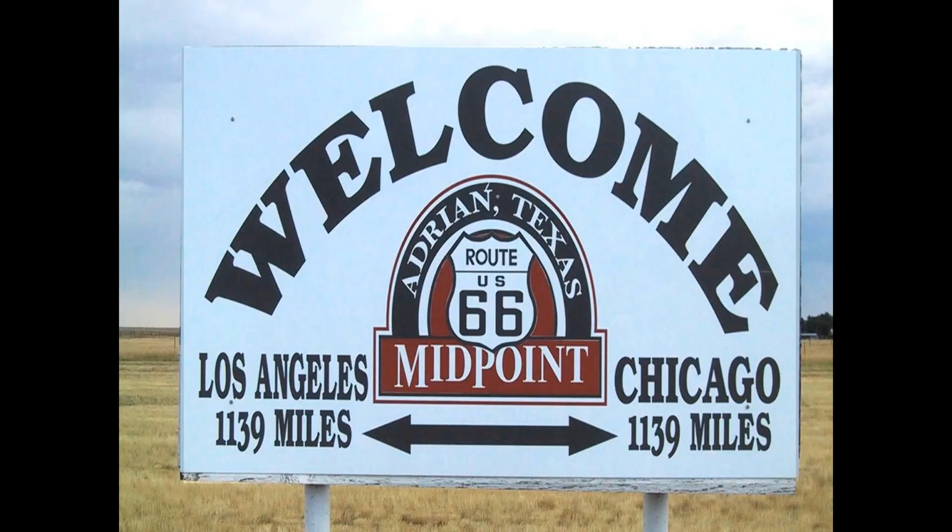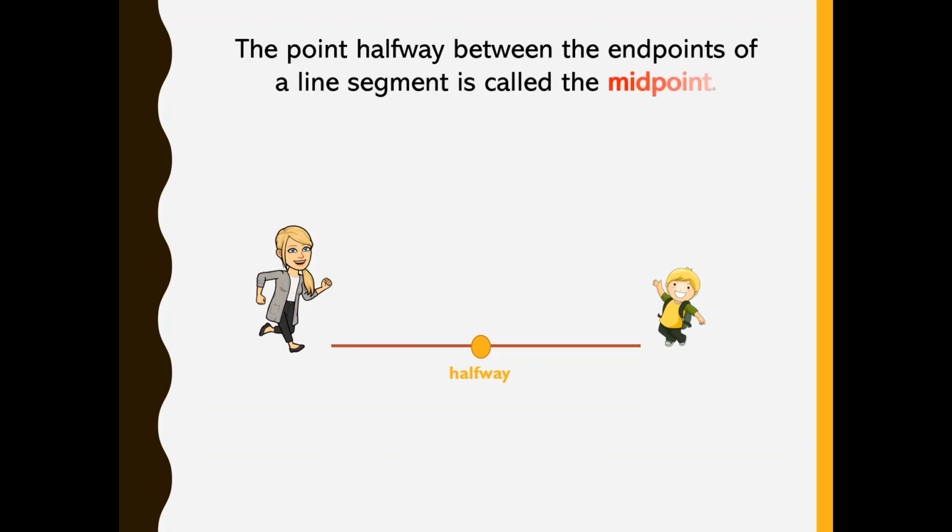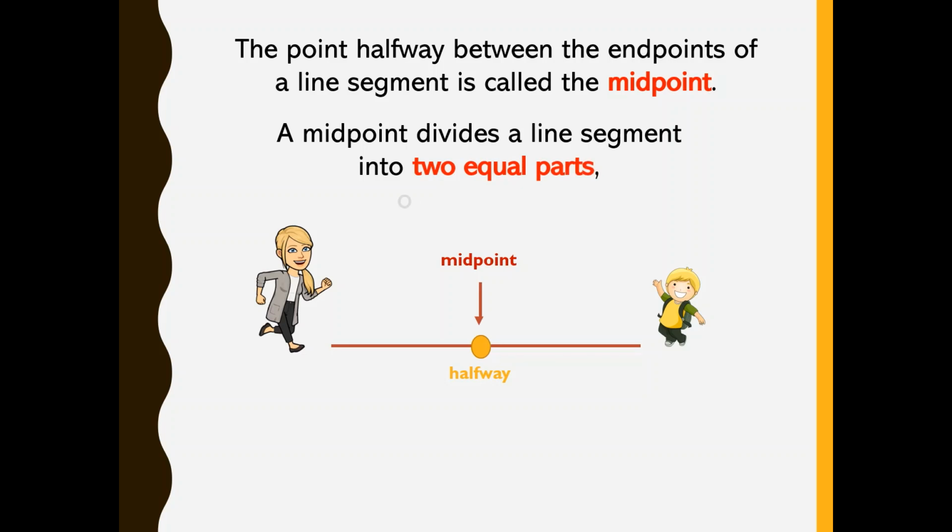Today we're going to find the midpoint of a segment. Let's say we want to meet halfway. Halfway is the midpoint. And a midpoint divides a line segment into two equal parts, or a 1-to-1 ratio. We call that bisecting a segment.